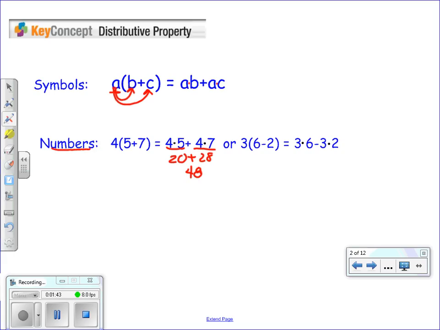If you have a subtraction sign, it still works the same way. You're going to do 3 times 6 and 3 times negative 2, or times 2. You can set it up as 3 times 6 minus 3 times 2, or you can say 3 times 6 plus negative 3 times 2. You can set it up either way, right? Because a minus sign is the same as plus a negative.